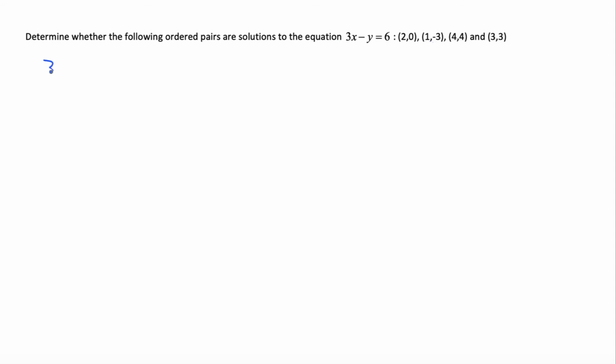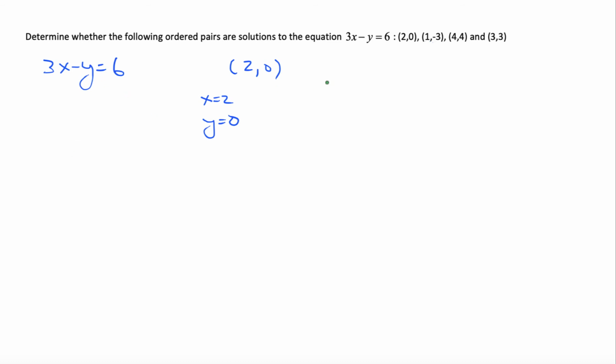Now remember, an ordered pair is not just two random numbers. For example, this ordered pair (2, 0) means the x value is 2 and the y value is 0. So when we are given a linear equation that has the x and y in it, what does it mean to be a solution? It means if we plug in x equals 2 and y equals 0 into the equation, then both sides should be equal. Whatever we end up with on the left should equal whatever we have on the right side. So let's go ahead and do that.